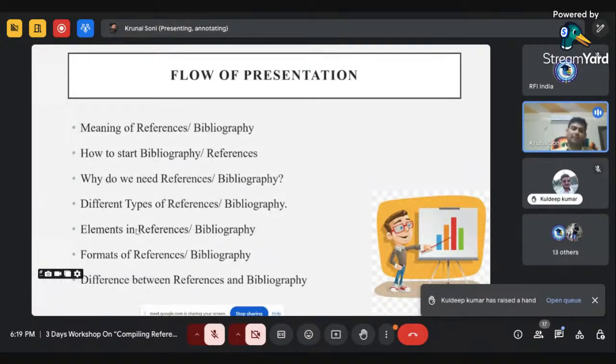Then the next part of the presentation is, if we are applying referencing and bibliography, what are the different types of referencing and bibliography that we have to see. Then we will also discuss the different types of elements in referencing and bibliography, and the formats of referencing and bibliography. And then we have to see the thin line of difference between references and bibliography, right? This is the flow of presentation that we have to discuss.